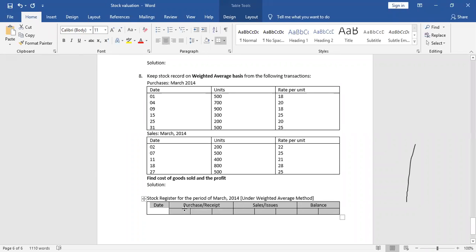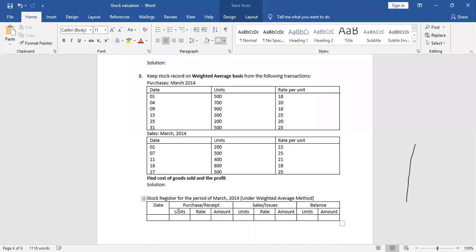Let us start. What will come here? Units, rate, amount, units, rate, amount. Here, for balance, we want only units and amount. No need for rate. In the weighted average method, in balance we prepare only two columns.